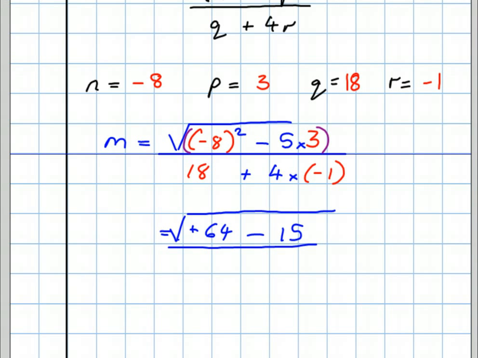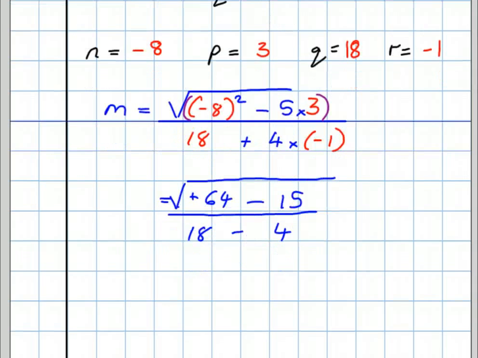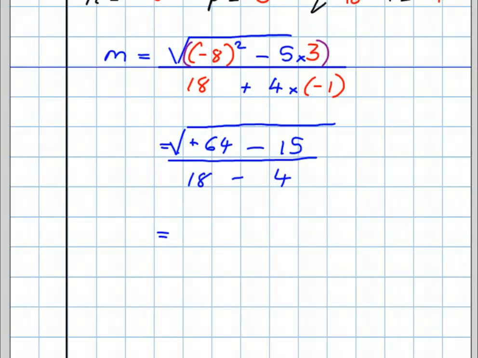Actually, we may as well carry on with some work on the bottom as well. What have we got here? We've got an addition and a multiplication, so we do the multiplication first. So we've got 18 plus -4. Two symbols that are different with nothing in between, we can change to 1, and that 1, because they're different, is minus. Now, let's turn our attention back to the top.